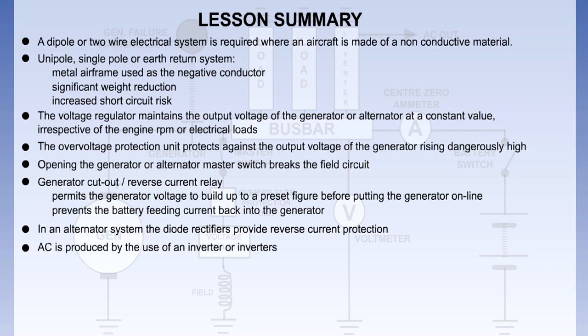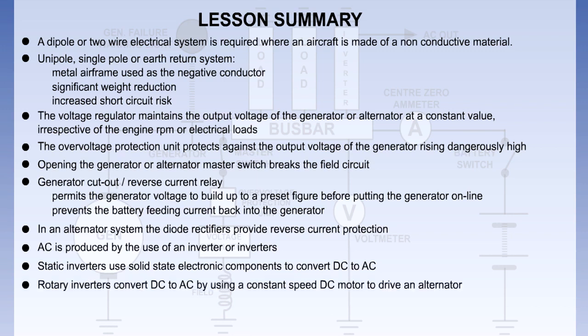Some electrical loads require an alternating current. On aircraft with a DC electrical system, the AC is produced by the use of an inverter or inverters. Inverters can be either static or rotary. Static inverters use solid-state electronic components to convert DC to constant frequency AC. Rotary inverters convert DC to AC by using a constant speed DC motor to drive an alternator.